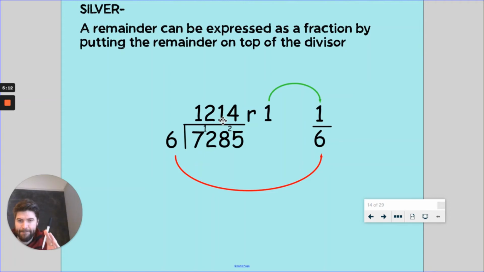express that as a fraction. I take the remainder and I put it at the top of the fraction. That's how many parts of the whole I've got. I've got 1 part. The whole has been split into 6, so that goes as the divisor, as the denominator on the bottom. I get that 6 because that is what I've divided by. Because I've divided by 6, the 6 goes to the bottom. Because the remainder was 1, the 1 goes to the top. That's how we construct the fraction.